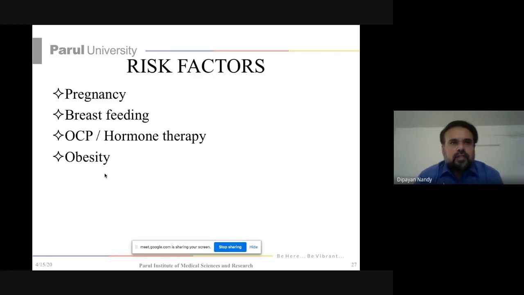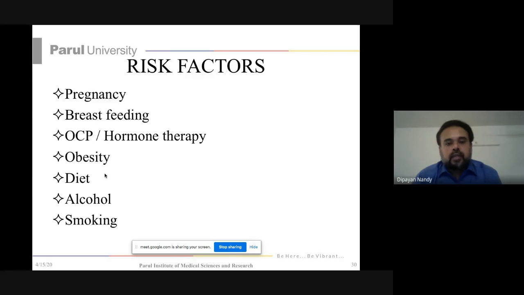Other common factors, of course, are obesity. Obesity, we know, is responsible for most of the cancers, be it colon, pancreas, breast. All cancers have been directly or indirectly related to obesity. Similarly, there is the diet, which by itself or via obesity can cause an increased risk of cancer. On the same lines are the addictions, most importantly alcohol and smoking. All these are very well known and, of course, modifiable risk factors of breast cancer.